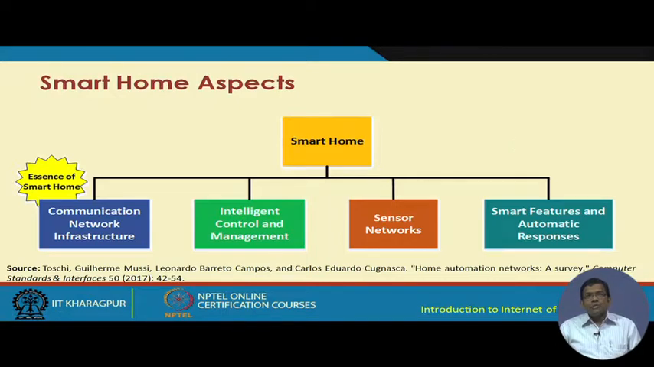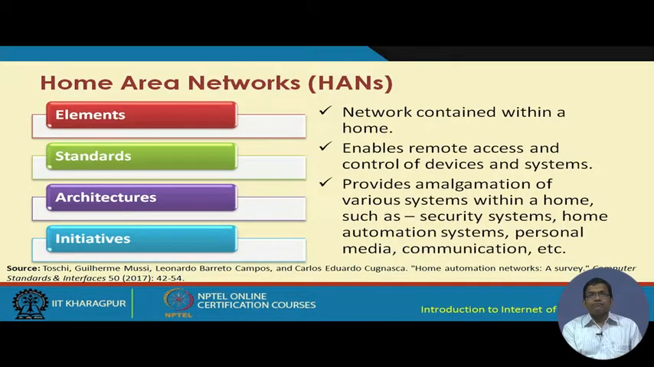In a smart home, the different components are sensor networks, intelligent control, intelligent management, communication network infrastructure, and smart features and automatic responses. In a smart home, we are typically talking about something known as a home area network, which is analogous to a local area network in a building or a couple of buildings together. Then we have the personal area network, which is very small in terms of range. Typically, human bodies have personal area networks, or we can have personal area networks made of different peripheral devices in a computing system.